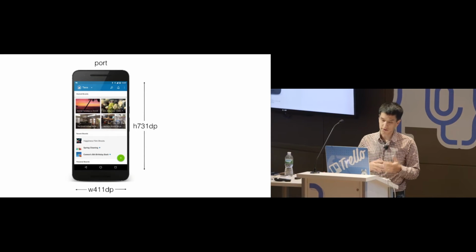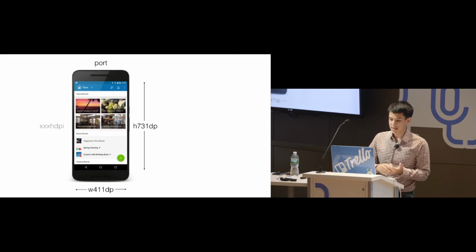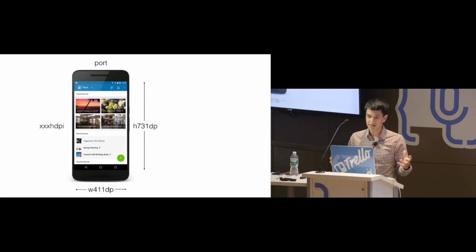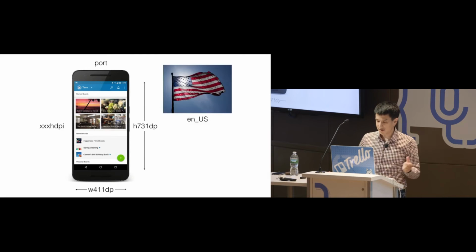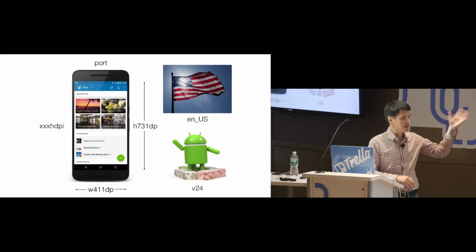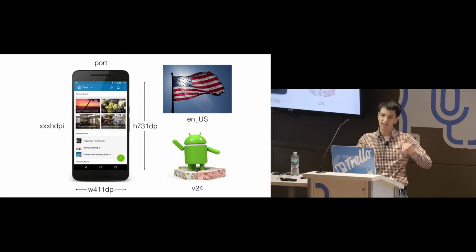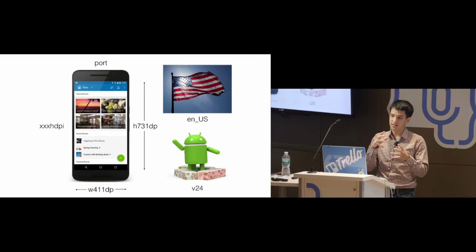I can say that it's 411 density independent pixels wide. I can say that the density is XXXHDPI for all of the assets. That's like the default density. It's in English right now, and the version of the operating system is version 24. This isn't the full set of configuration values, but these are most of the ones you normally deal with. And some of these things can change during runtime, some of them can't.